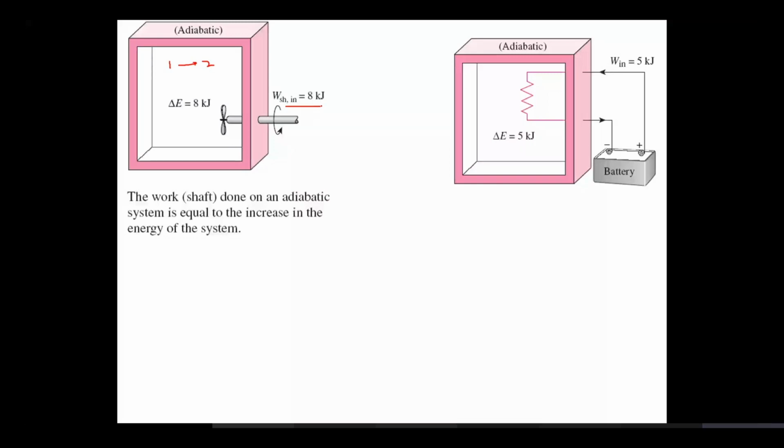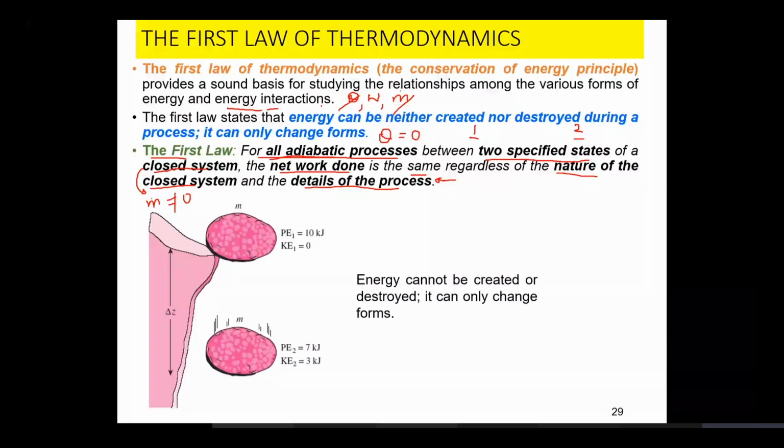If you see over here, the details of the process, meaning whether you are moving a shaft in the system, or you have placed a battery in the system, or you are lighting a bulb in the system, the net work done would determine the change in energy of the system as it moves between two specified states. This means there would be some energy at state 2 and some energy at state 1. The difference in the energy of the two states would be equivalent to the net work done on such a system, regardless of how you have done it. Clear?